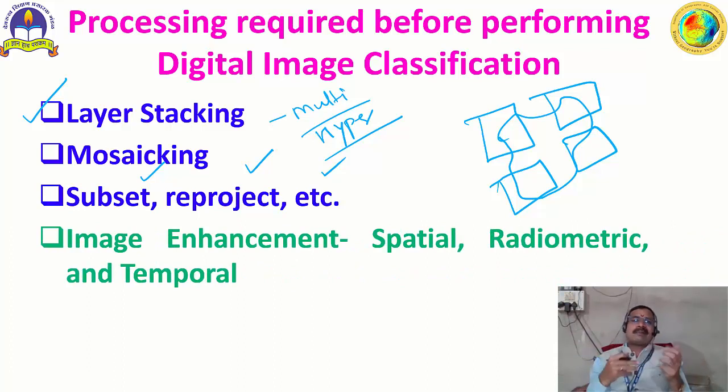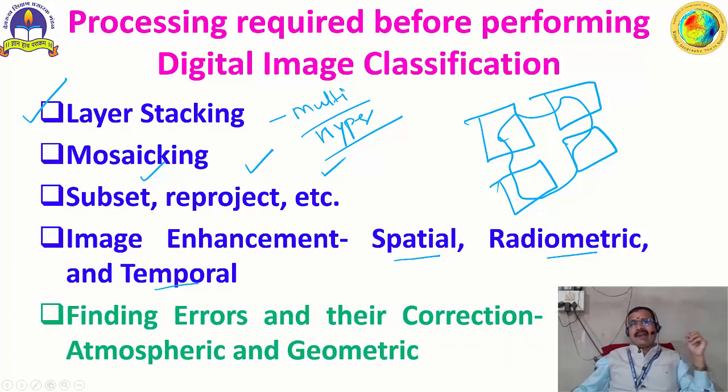Again, before performing digital image classification, you need to perform image enhancement techniques, and it may include spatial enhancement, radiometric enhancement, and temporal enhancement. During my demonstration, I will show you the various options available in ERDAS Imagine, and you can proceed accordingly, and that will be more useful for your research. And the last and most important thing is to find out the errors. It may be radiometric error, atmospheric error, or other errors, and it is necessary to rectify and correct those errors, and it includes sensor, atmospheric, and geometric errors.